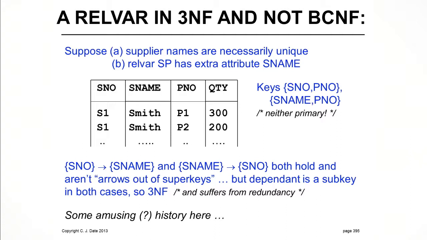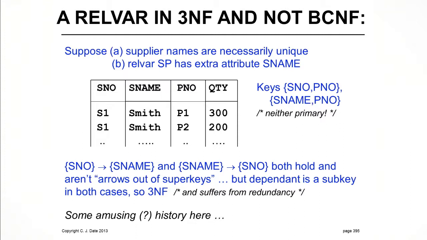And by the way, since there are two keys, I see no reason whatsoever to make either one more equal than the other, so I haven't chosen a primary key. I have no double underlining here, but that's a detail. So we have two keys. We also have, well, you can see the problem just by looking at a sample value. It says supplier 1 Smith, part 1, 300. Supplier 1 Smith, part 2, 200. Every time it says supplier 1, it says Smith. And every time it says Smith, it says supplier 1. There's all kinds of redundancy here again.